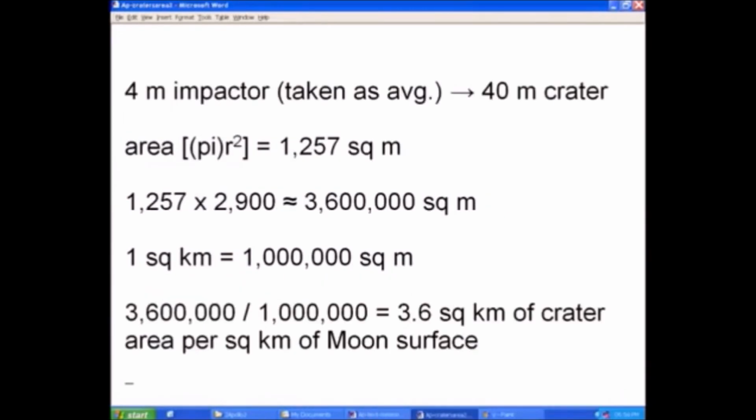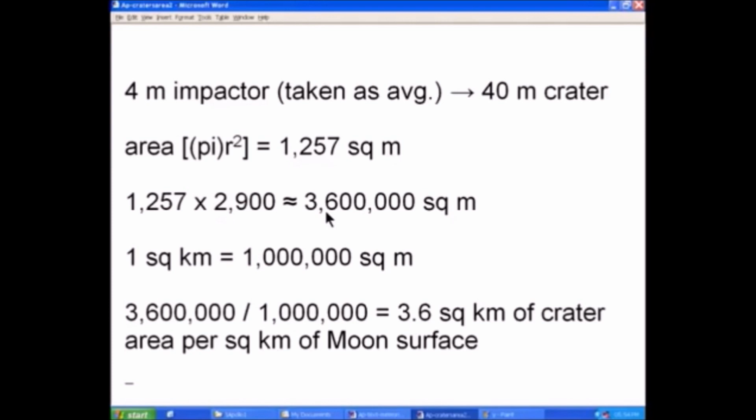Now, let's take the average impactor, the average bolide, as 4 meters in diameter. As I said, by definition, the bolides that we're dealing with are 1 to 20 meters in diameter. And of course, they can be larger than that. But anyway, conservatively, we take a 4 meter impactor as the average. That gives us a 40 meter crater. And that's this area right here. And you multiply that by 2,900.